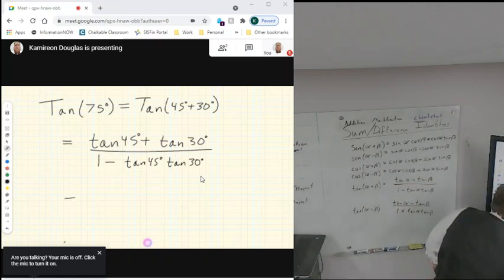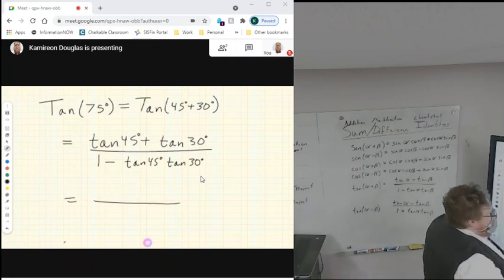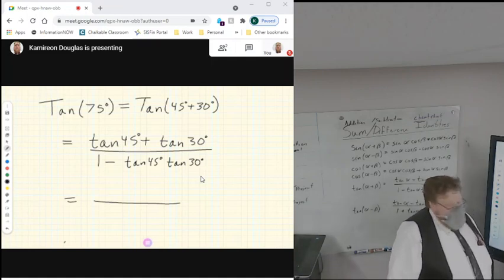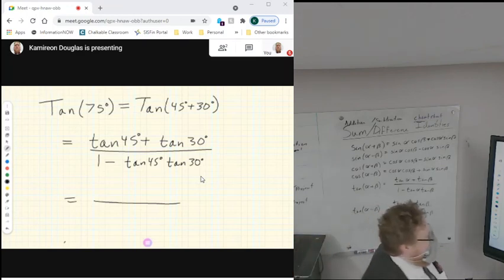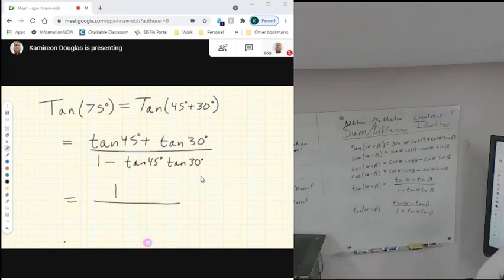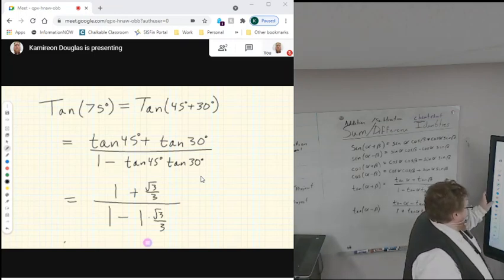Equals. On top, I need to figure out what is tangent of 45 plus tangent of 30. Then on bottom, I need to find 1 minus tangent of 45 times tangent of 30. And then, when possible, we're going to simplify. So, tangent of 45 is 1. 1 plus square root of 3 over 3, divided by 1 minus 1 times square root of 3 over 3. So, one version of this answer, the unsimplified version, looks like this.